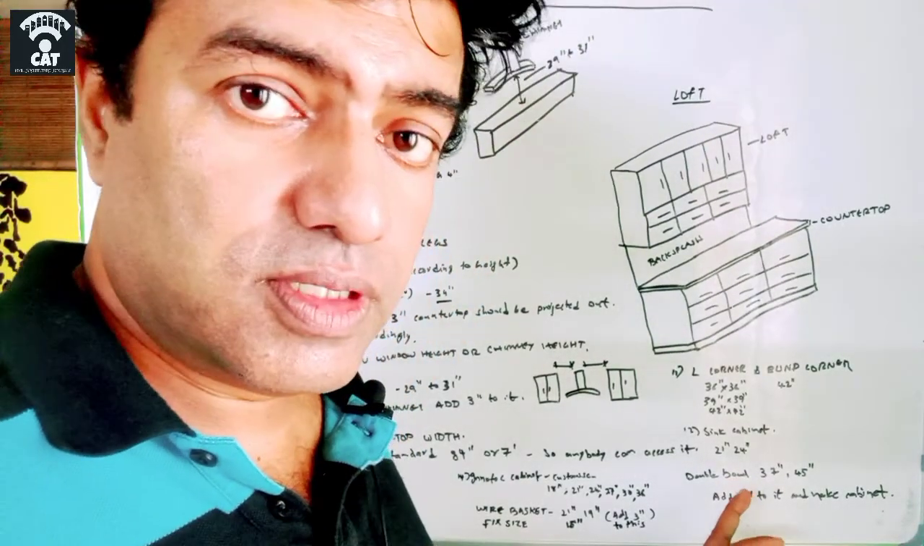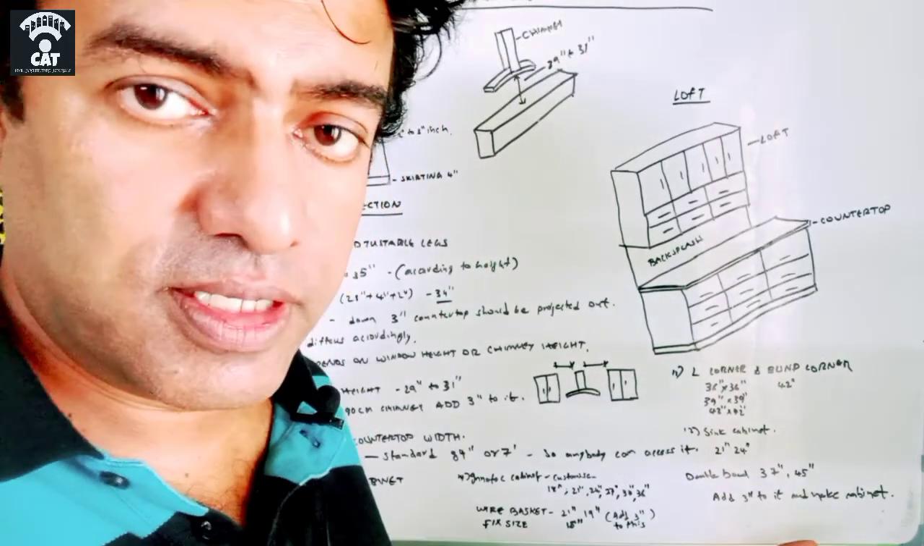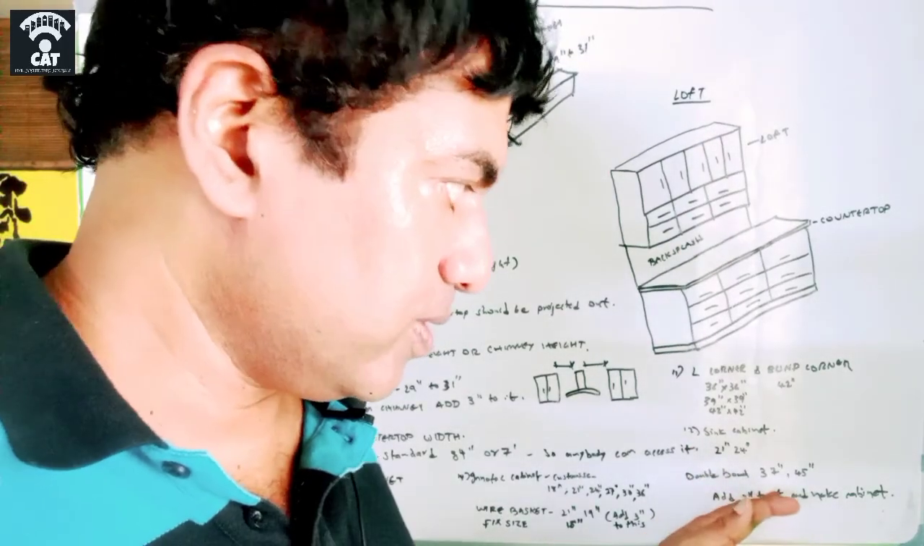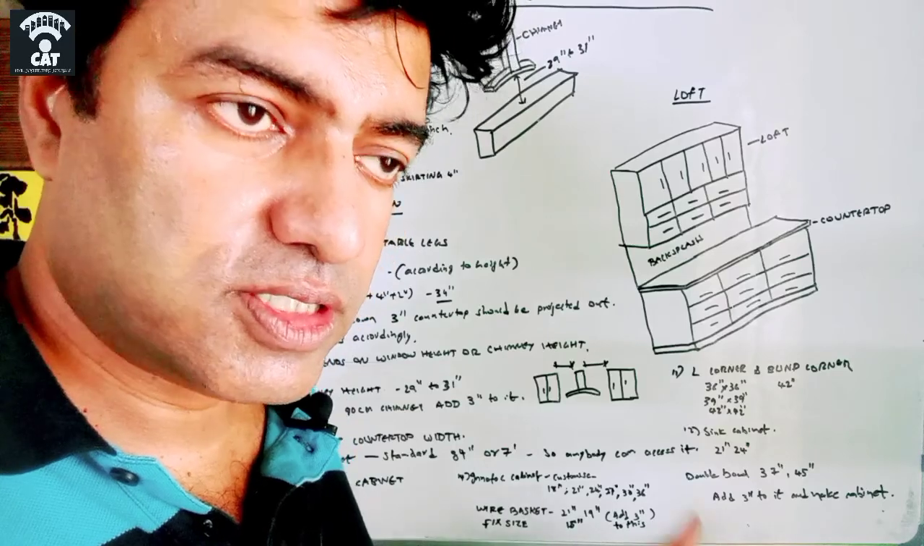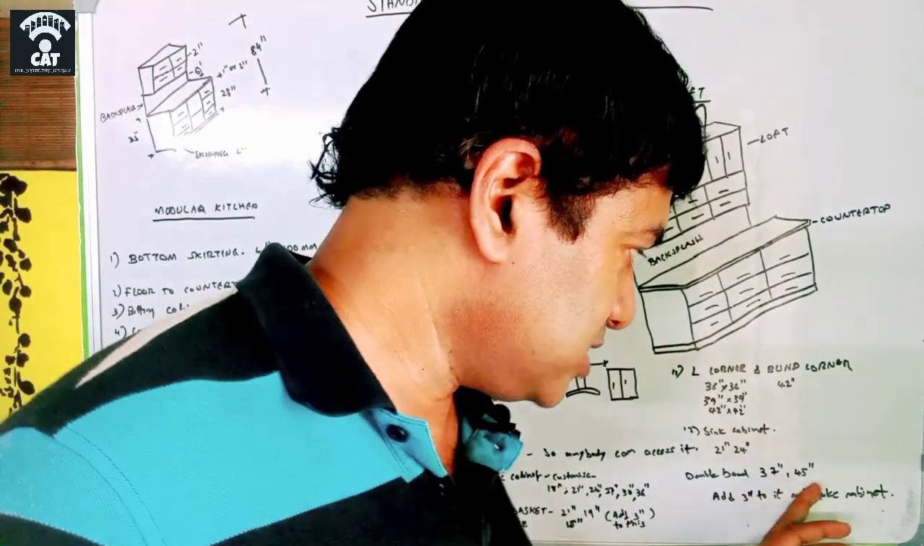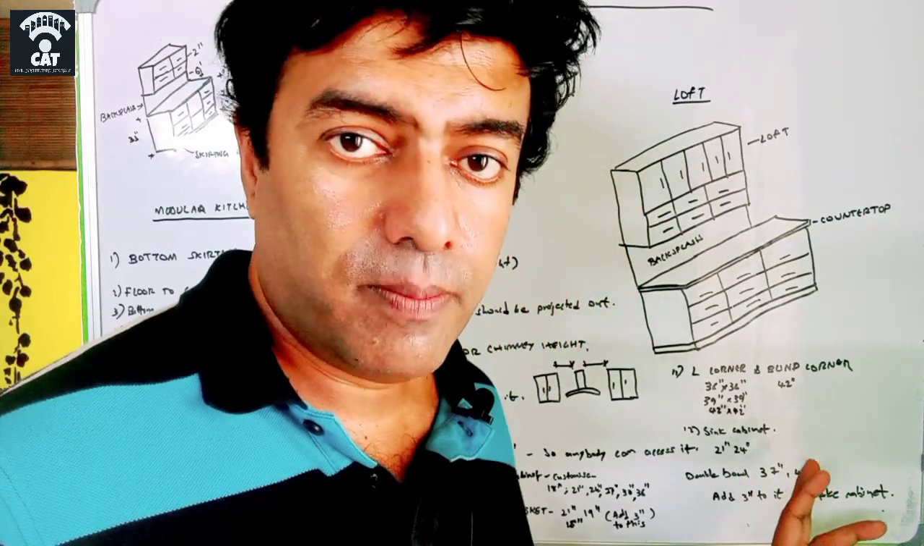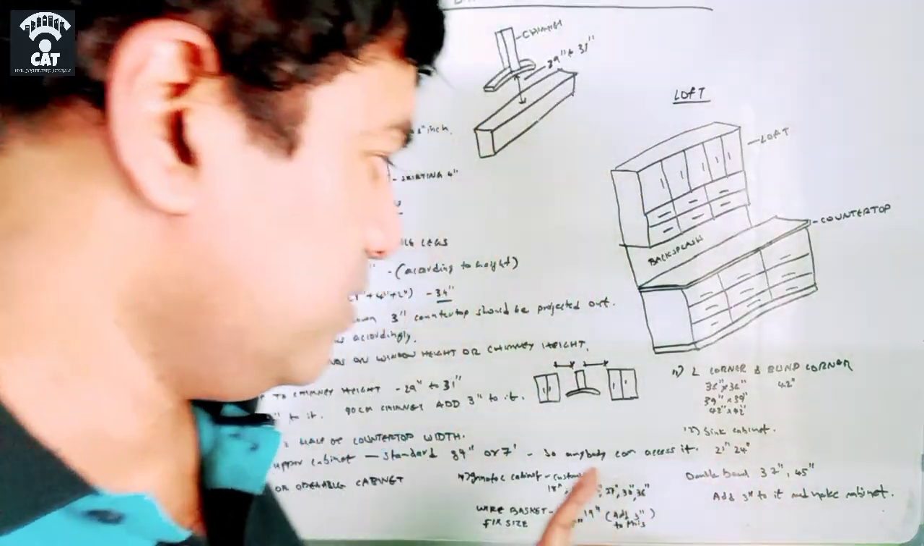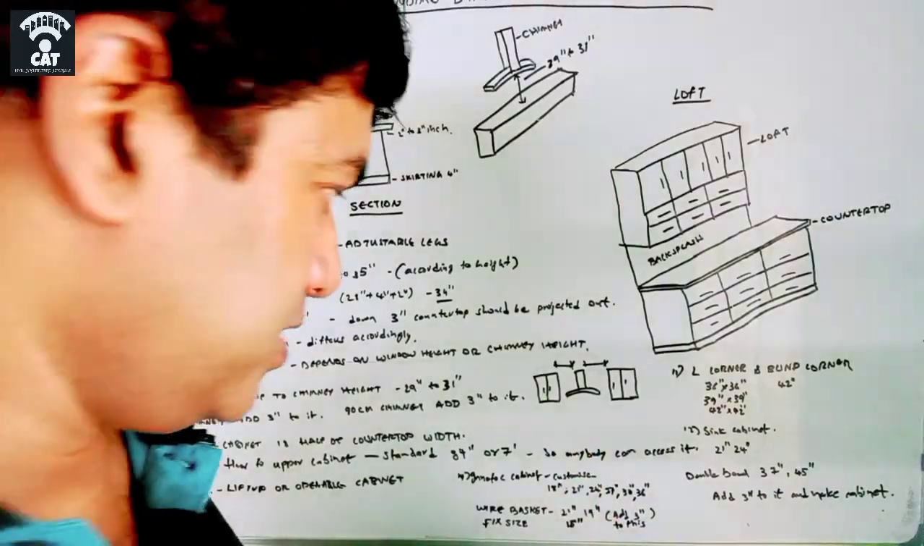And if it is a double bowl sink, then we have to again give 3 inch to the standard measurements. The standard measurements are 37 inch and 45 inch for the double bowl sink cabinet. Okay, add 3 inch to that.